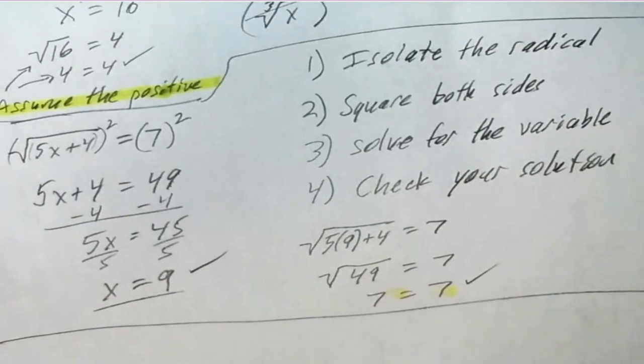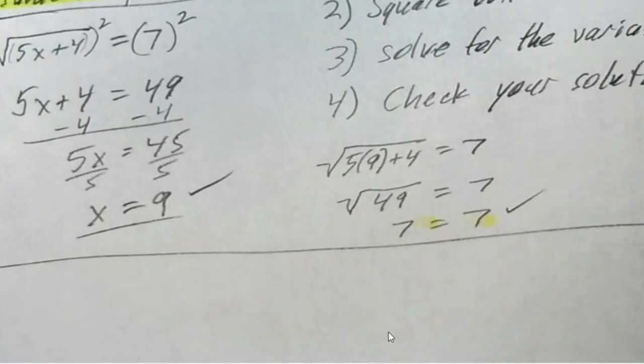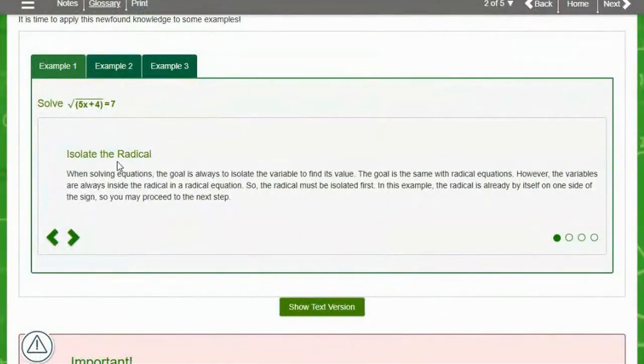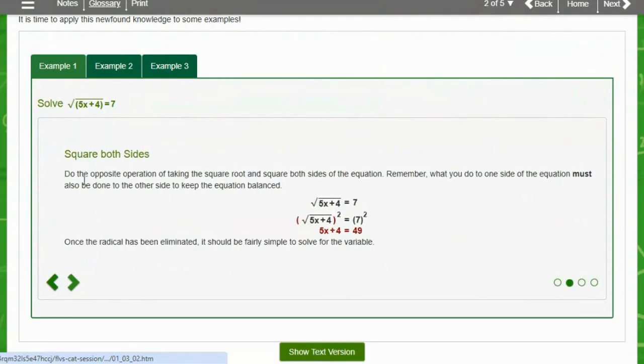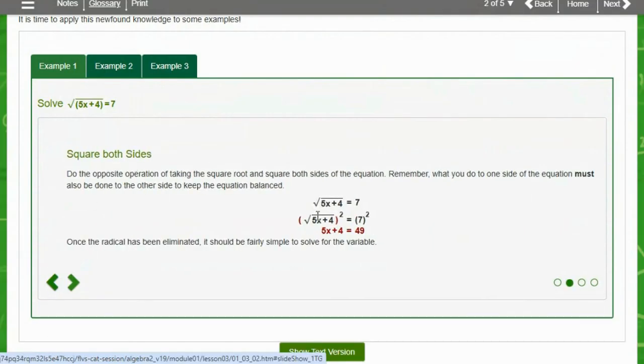Okay, we're going to go back to the lesson. They're going to step through the same type of thing. Isolate the radical. In this example, the radical is already by itself. So we can proceed to the next step, which is square both sides. That's where they get the 5x plus 4 equals 49.